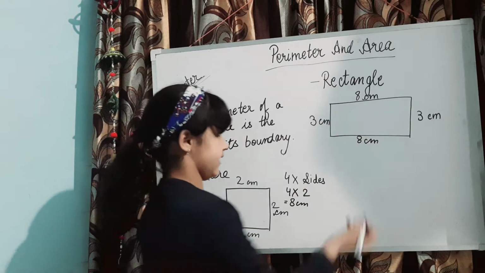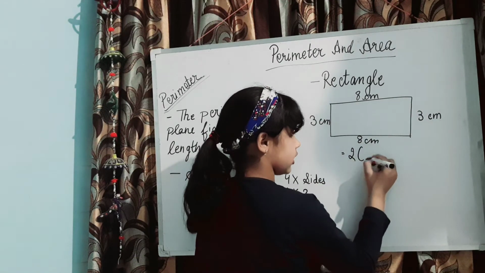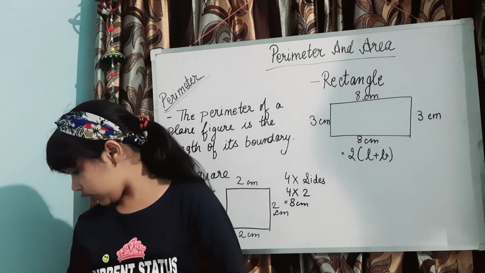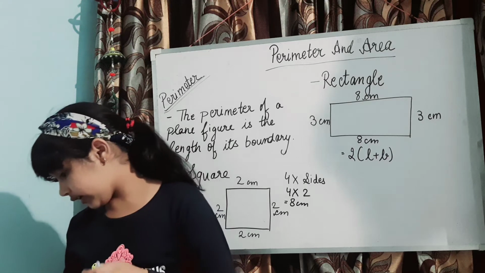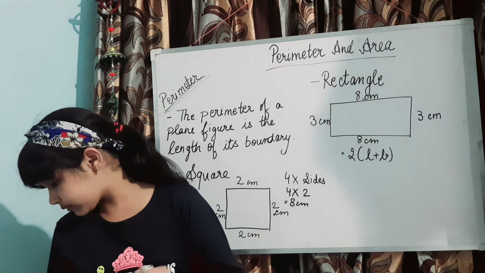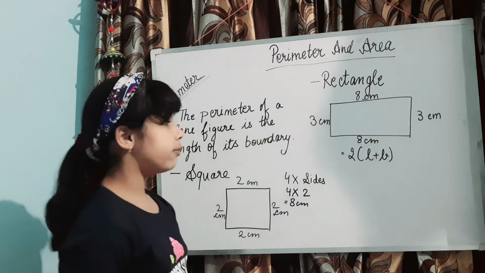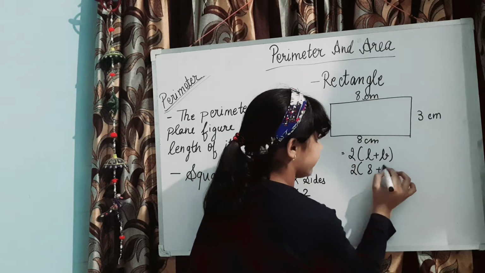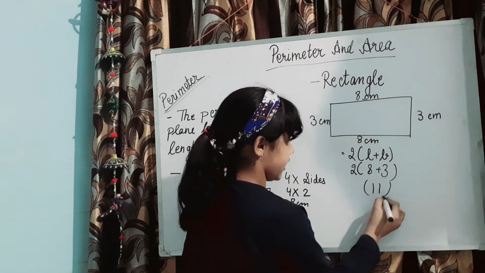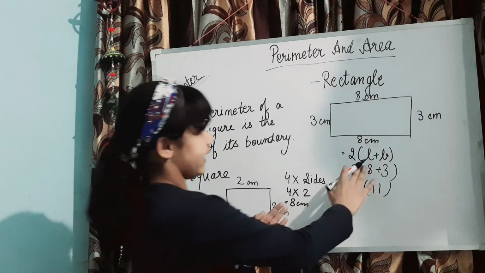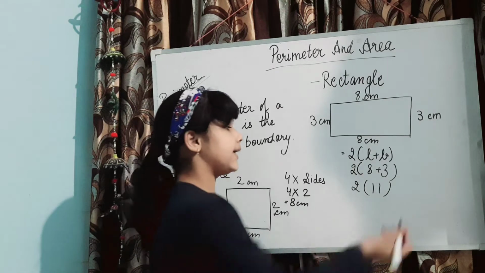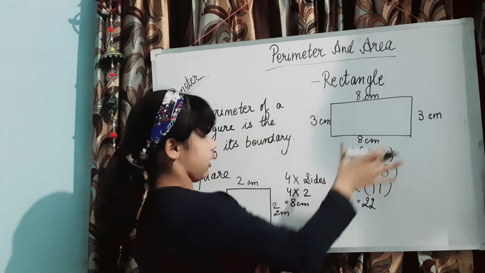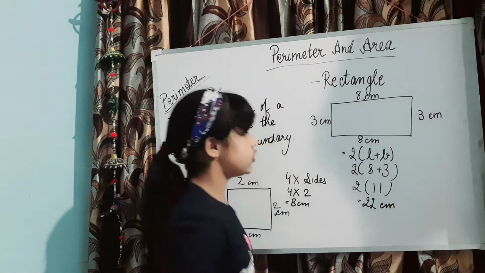The formula of rectangle is 2 into length plus breadth. Now if we have to take out the perimeter of a rectangle, then we will do it by adding the length and the breadth. When we add, we will get 8 plus 3 is equal to 11, and then 2. First we have to add the length and the breadth, then we multiply 11 with 2. What will we get after multiplying? We will get 22. So the perimeter of this rectangle will be 22 centimeter.